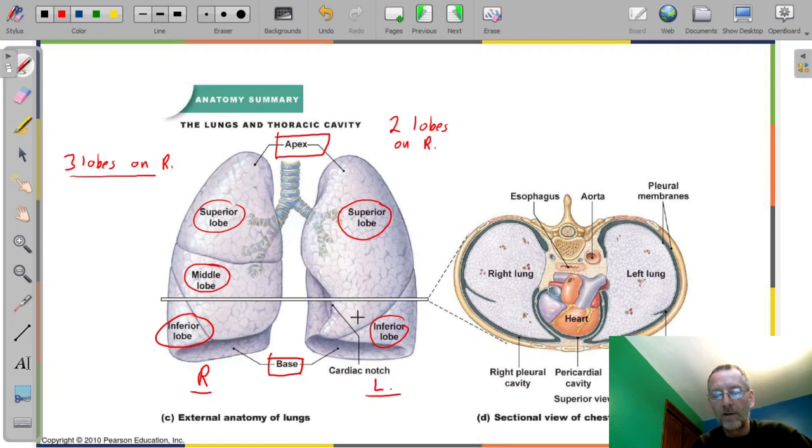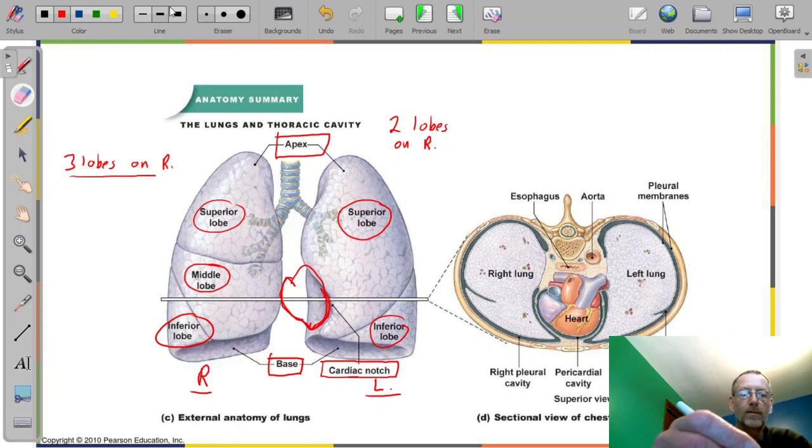And the heart is smushed over off midline, compressing a bit of the left lung, and that space in the lung is referred to as the cardiac notch. The heart fits in there. There's the heart. And it pushes off into the left side. Rather bad drawing of a heart. There, that helps. 4 chambers.